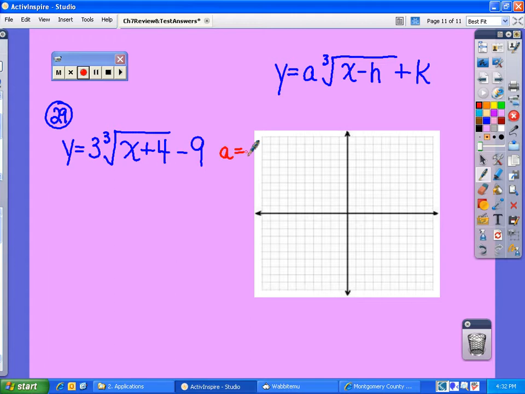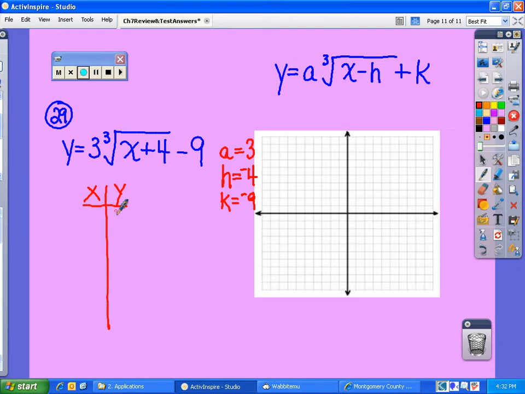Our a value is 3. Our h is negative 4. Remember, it's the opposite of what we see under the radical. And the k value is negative 9. We can use these values to help us with our data table.